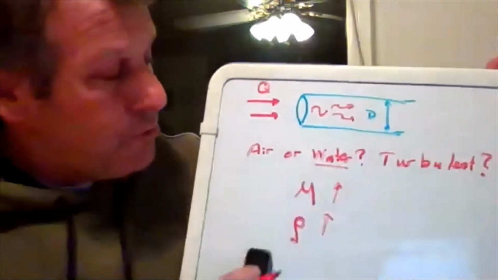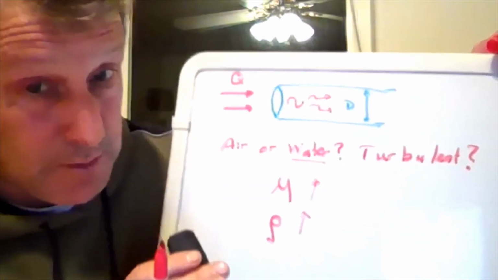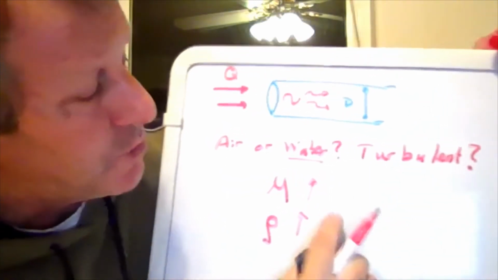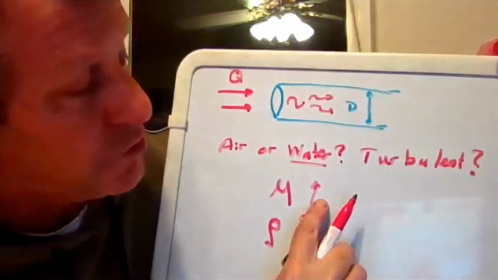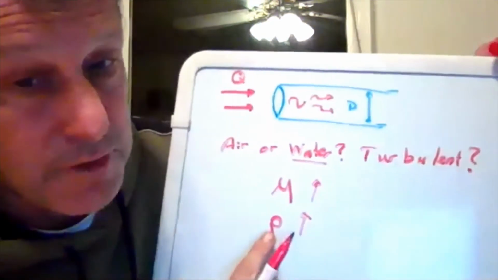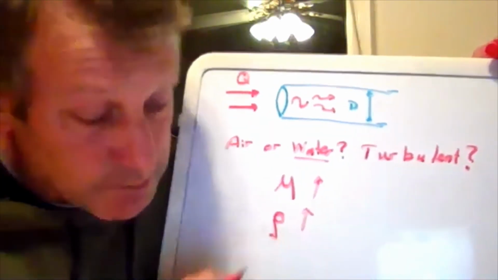So what we can do actually, pardon me, I spoke just a minute ago, is viscosity increases, turbulence becomes less likely, but on the other hand, as density increases, turbulence becomes more likely.